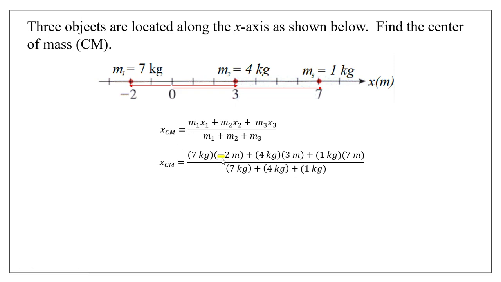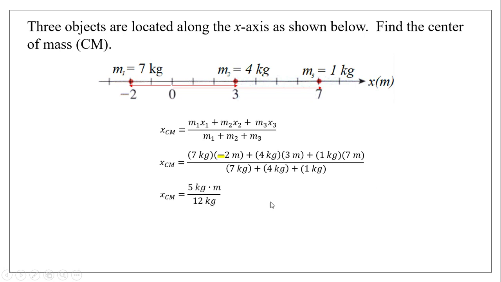As long as you pay attention to whether it's on the left side or the right side of 0, you can't really mess up center of mass for a one-dimensional linear system. M2 here would just be 3 meters because that's where it's placed. M3 is 1 kilogram and it is placed at 7 meters to the right of 0. And then once again, all the masses, just sum them on the bottom.